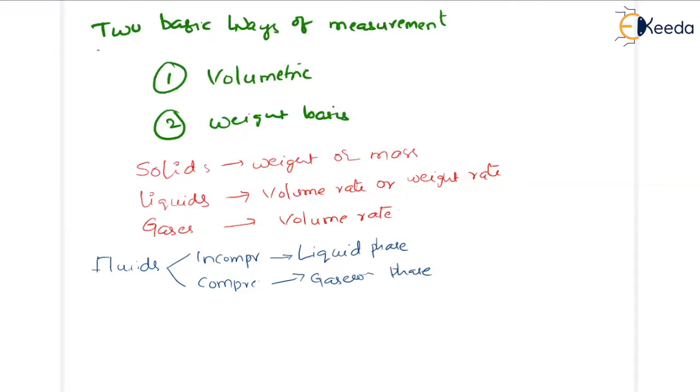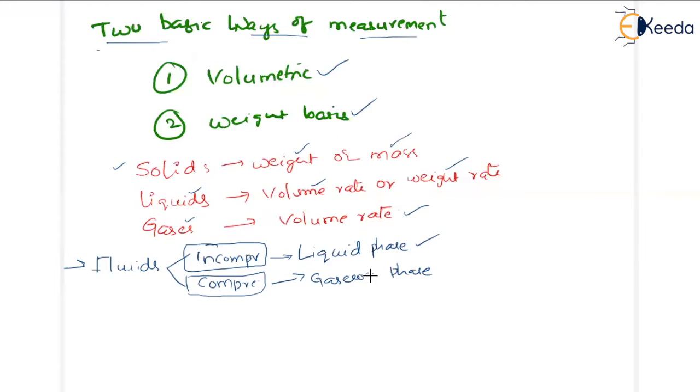So the two basic ways of measurement are volumetric and weight basis. Solids are always measured on weight rate or mass rate. Liquids are measured in volume rate or weight rate, and gases are always measured in volume rate. And basically, fluids are of two types: incompressible and compressible. Incompressible fluids are those which are in liquid phase, and compressible fluids are those which are in gaseous phase.